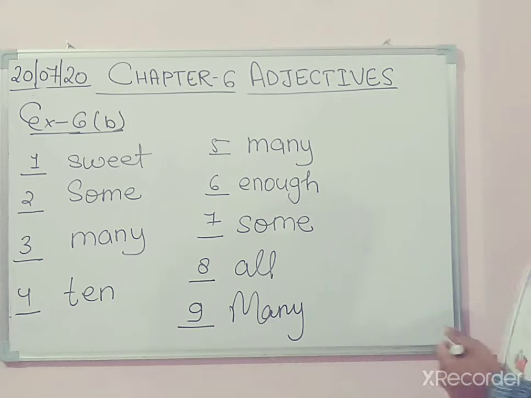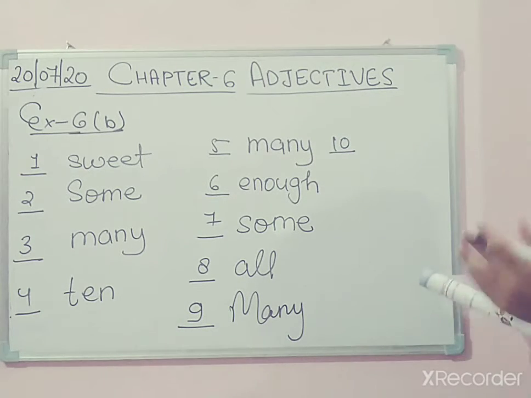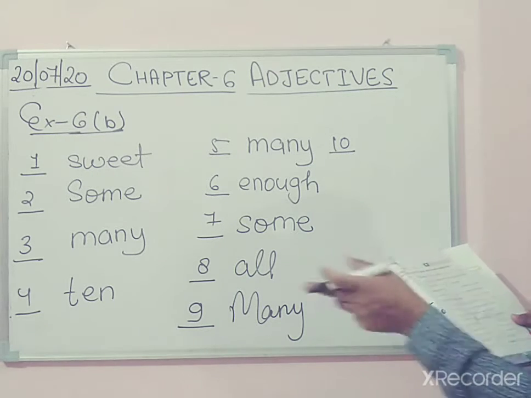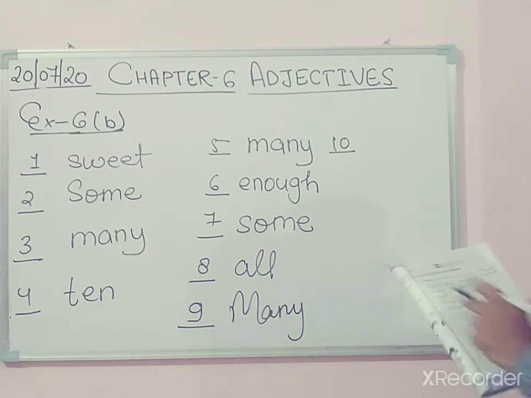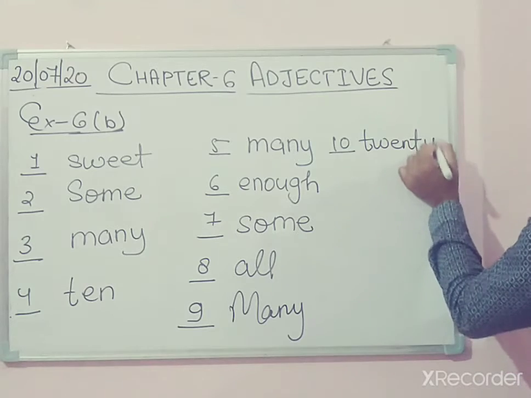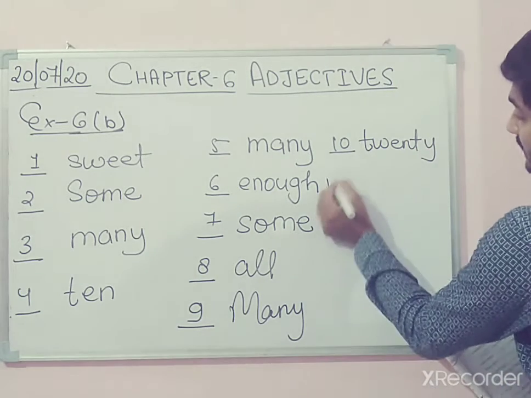Okay. After completing this, now come to number 10. Number 10 is the big jar has a dash sweets in it. So you have to cut A. It's wrong. The big jar has 20, or any number you can write, 20 sweets in it.